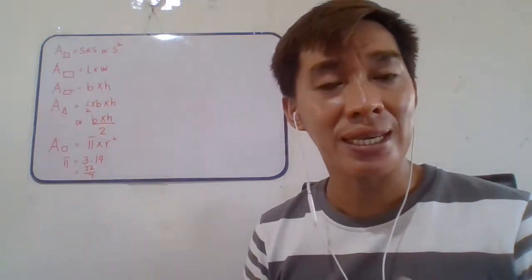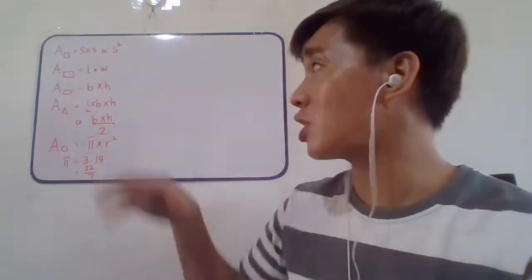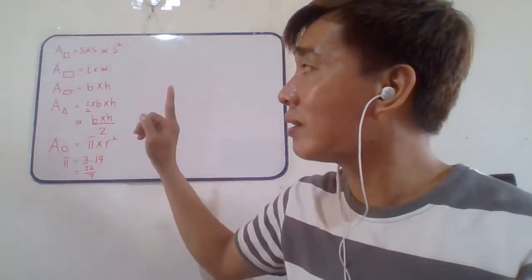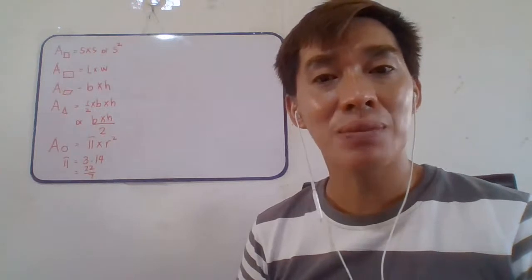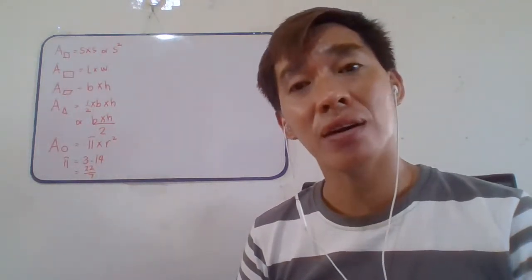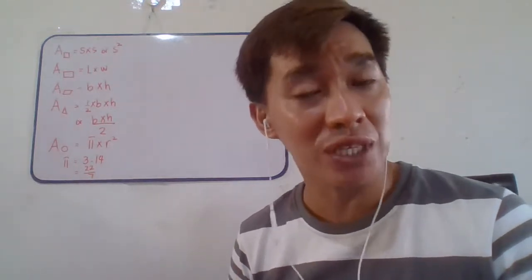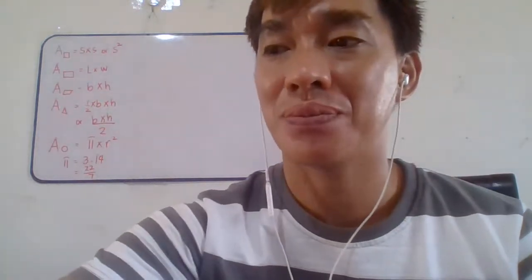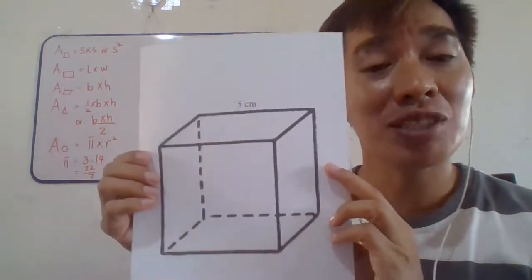They can be divided into smaller or simpler figures such as square, rectangle, parallelogram, triangle, and circle. This time, we will be discussing the surface area of solid figures. When you say solid figures, these are already three-dimensional figures. Three-dimensional figures would look like this one. This is already a three-dimensional figure.